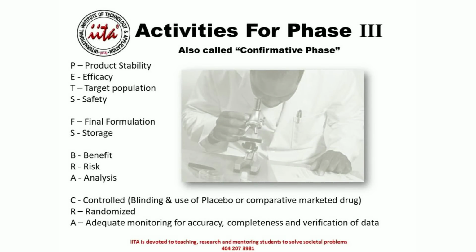Activities for Phase 3. This is also called the confirmative phase. This includes product stability, efficacy, target population, safety, final formulation, storage, benefit-risk analysis, and it's also controlled, randomized, and has adequate monitoring for accuracy, completeness, and verification of data.